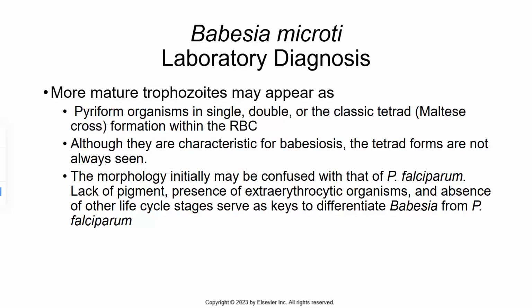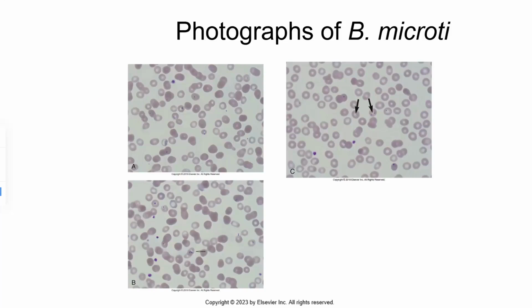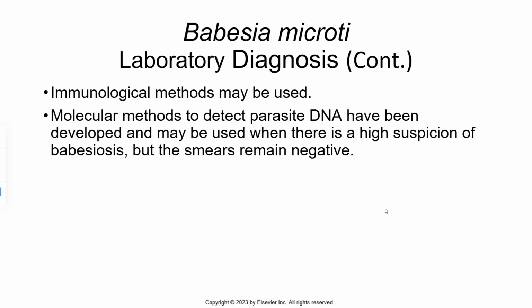Morphology initially may be confused with that of P. falciparum, but there's different symptoms, so then, travel history and all that kind of stuff would help with the diagnosis. So here you can see what it looks like in a blood smear. Immunological methods may be used, and molecular methods to detect parasite DNA have been developed and may be used when there's a high suspicion, but the smears remain negative.